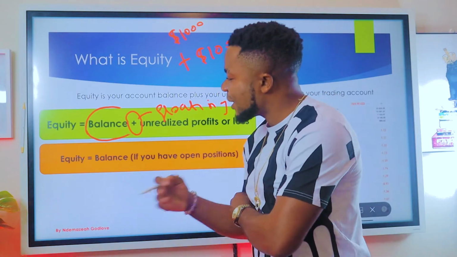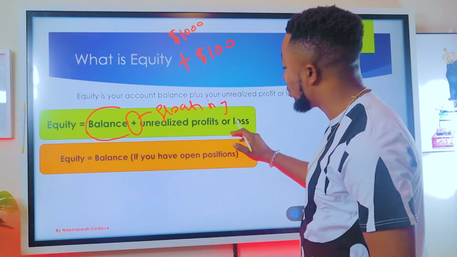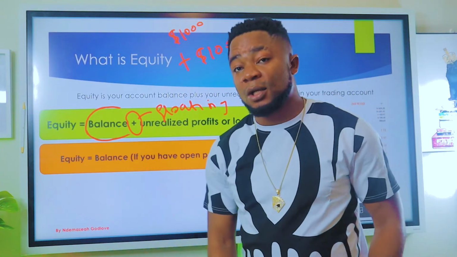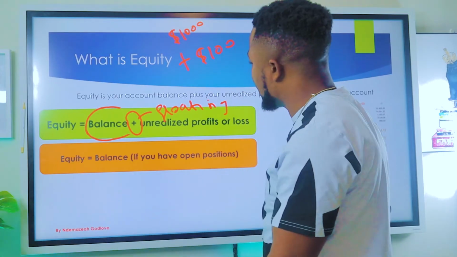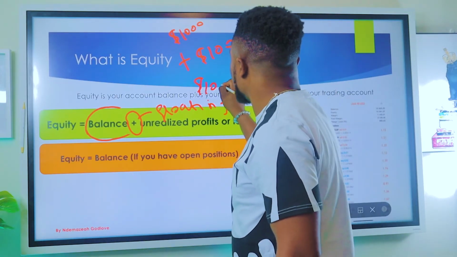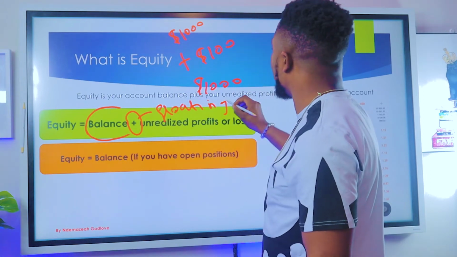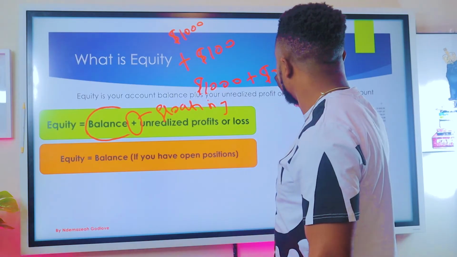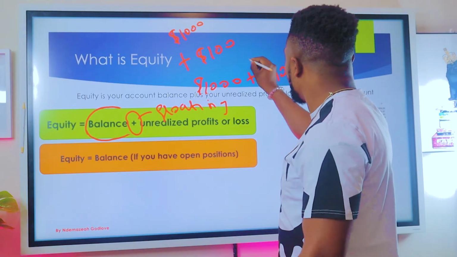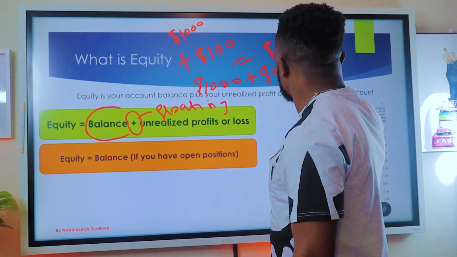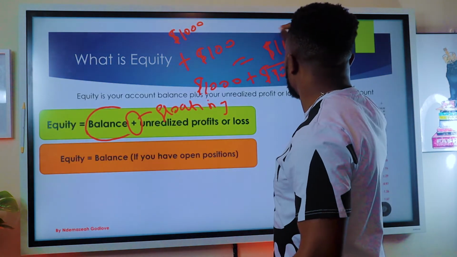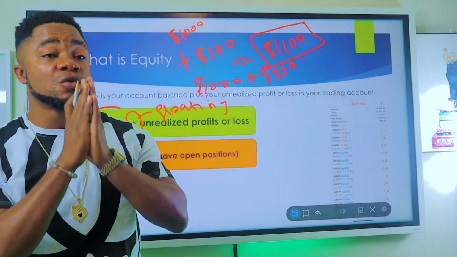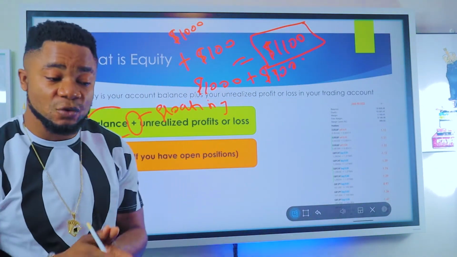So in this situation, what is going to be our equity? Since equity is balance plus unrealized profit or loss, and since we've already placed the trade and we are up $100, our equity will be $1,000, which is our balance, plus the unrealized profit, another $100. So our equity here will be $1,100. That is how you calculate your equity in Forex trading.